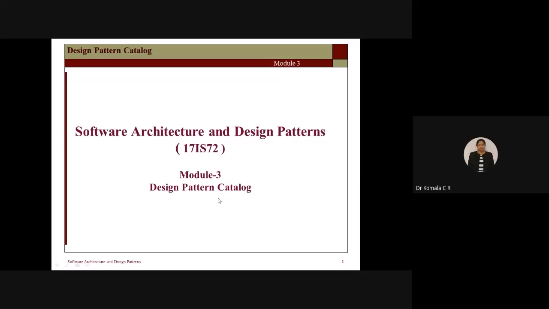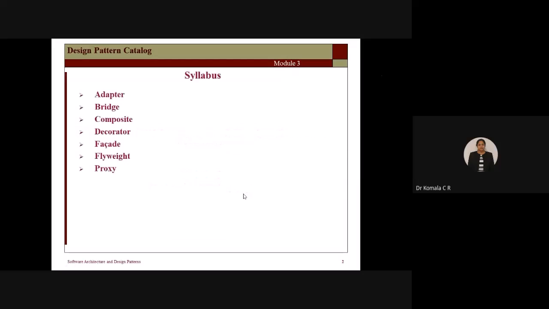This is the design pattern catalog, the continuation of the first two units. Mainly the first unit, whatever you studied now, is the continuation of that. So these are the topics to be covered in module 3. You are going to study in detail the patterns adapter, bridge, composite, decorator, facade, flyweight and proxy. These are the most popular design patterns, which are very important. So we are going to study all of these in detail.